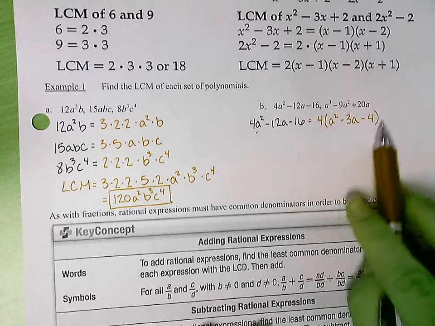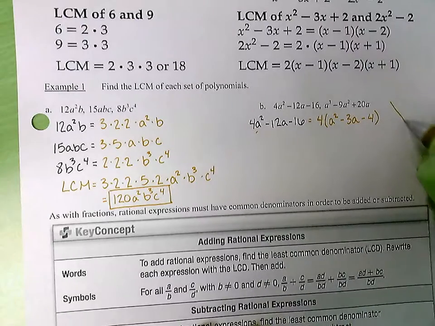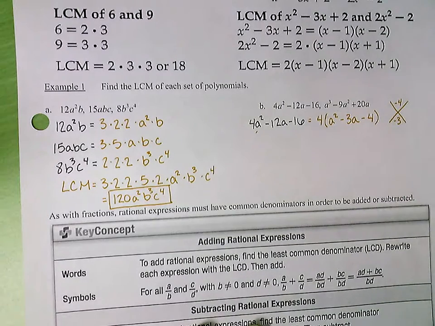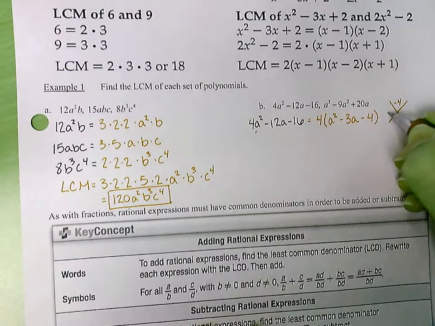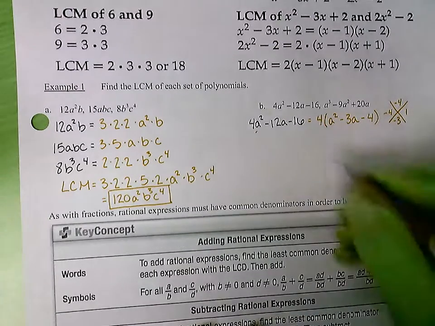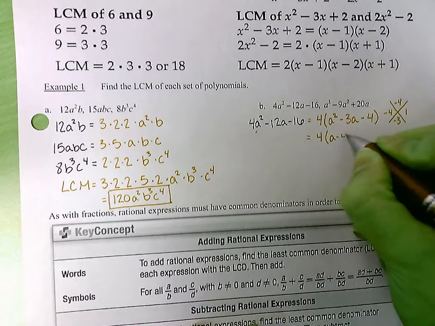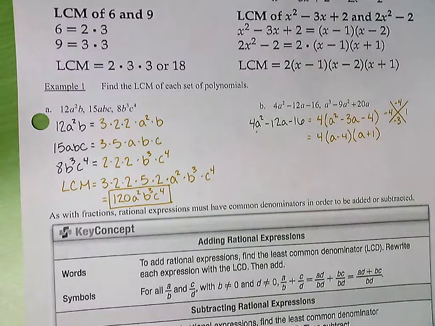So now I can factor this piece. You can do the x method if you need to. What multiplies to negative 4 and adds to negative 3? Negative 4 and 1. So I still have this 4 out front. That's multiplied by a minus 4 and a plus 1. Okay, so that one's factored.